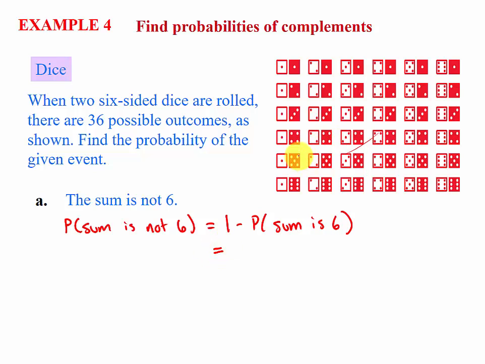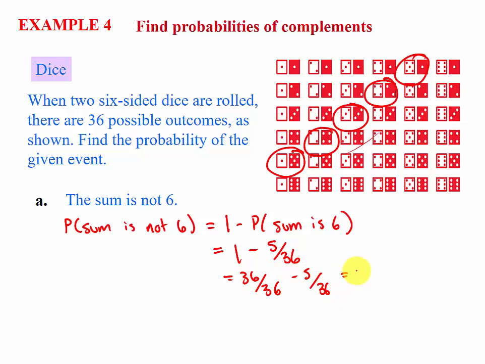So how many are actually 6? We have 6 here, here, here, here, and here: 1, 2, 3, 4, 5. 5 out of the 36 actually have a sum of 6. Make a common denominator. So we get 31 out of 36, which is approximately 0.861. So the probability of not getting a 6 would be all of these other ones. Now, yes, when we have a display in front of us, we can count them up, but it's not always going to be that simple.